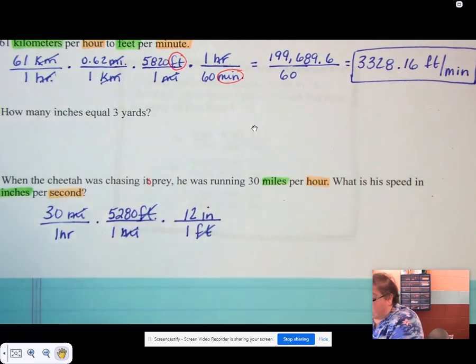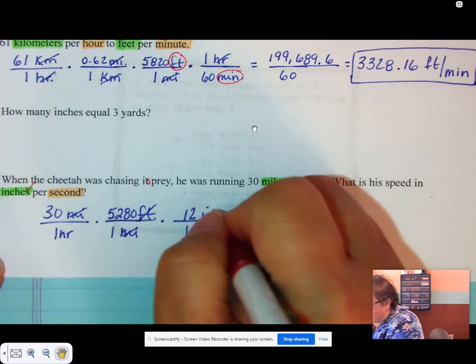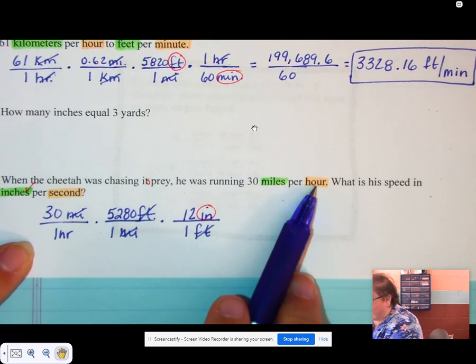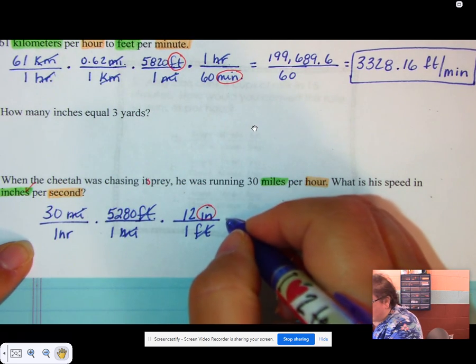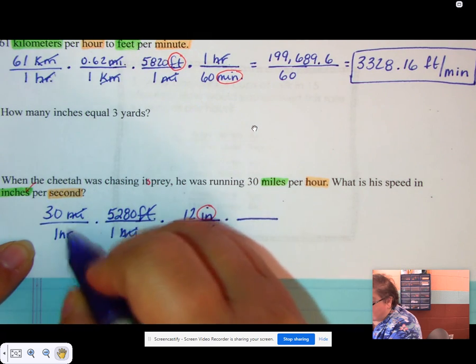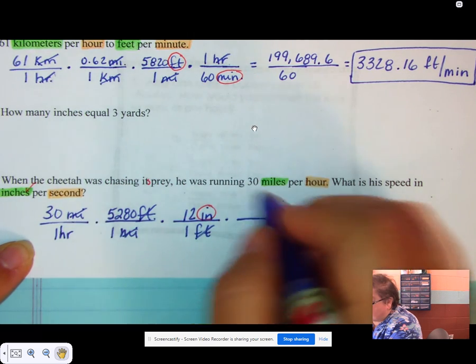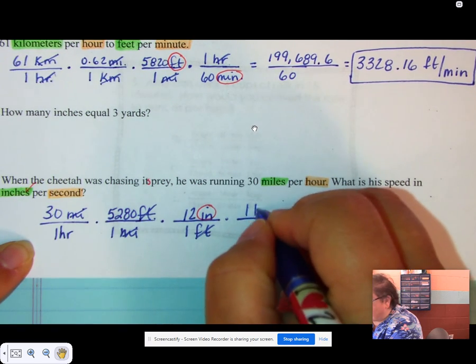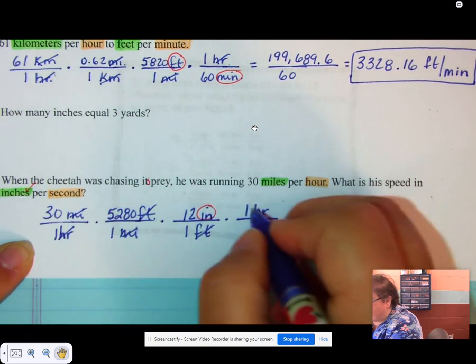So, where I want to be distance-wise, now let's talk about time. I'm going from hours to seconds. Now, ladies and gentlemen, here's what I do know: hours in the numerator and hours in the denominator cancel. So if this started in the denominator, 1 hour has to go in the numerator to cancel my hours.